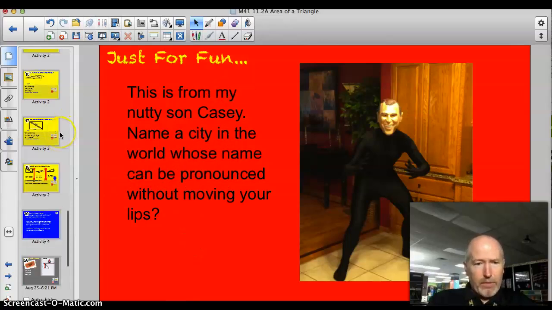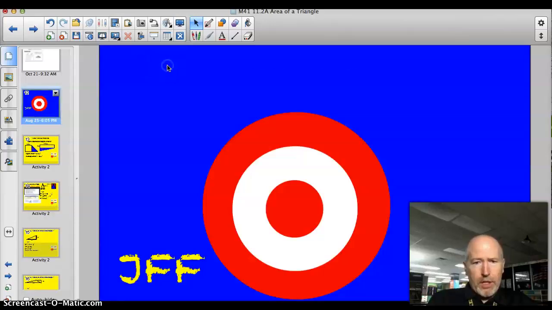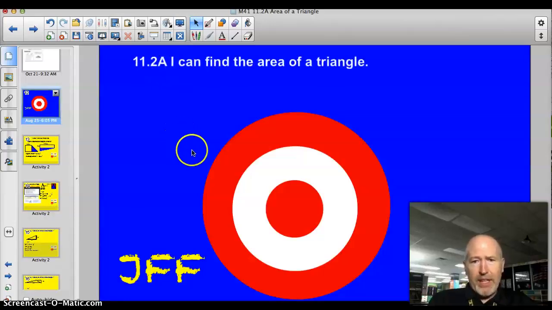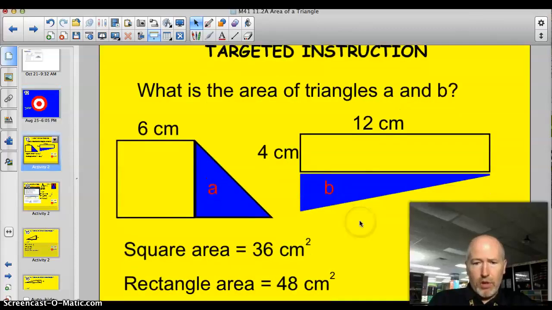All right, let's get to the target for the day. Officially, the target is 11.2a. I can find the area of a triangle. Let's do this thing. All right, take a look at these triangles.